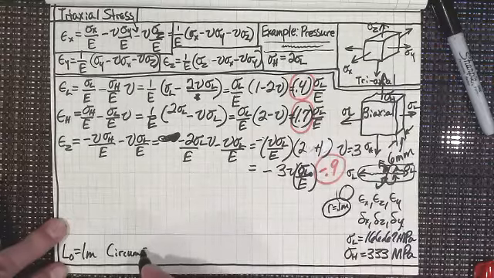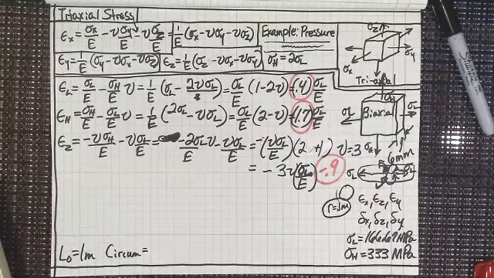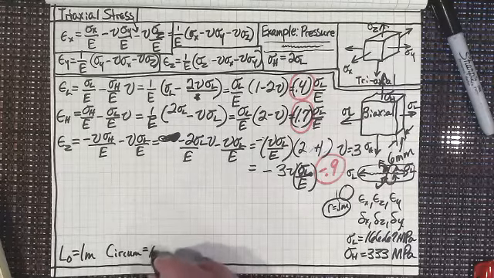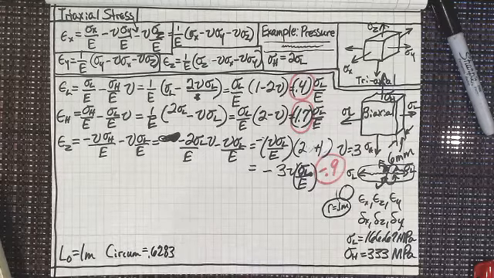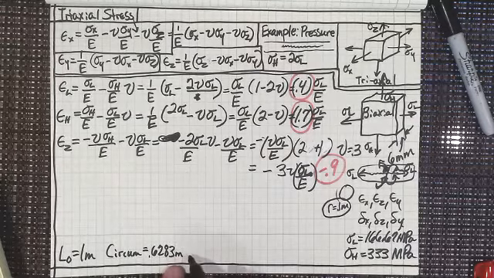So I'll say that the circumference, with 0.1 meters, is 2 times 0.1 times pi, 0.6283. Wait, that doesn't seem right. Yeah, that's right. 0.62 meters. So we want the circumference, and then we want the thickness.